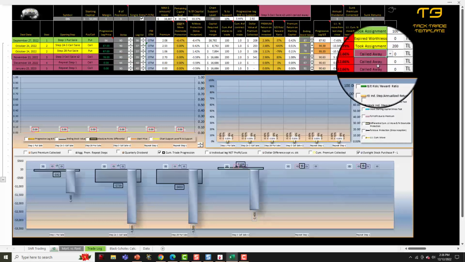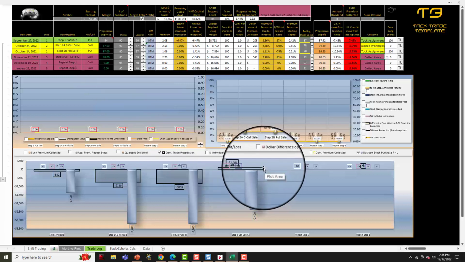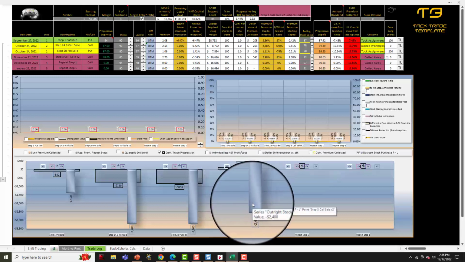So now let's see how we did by selling the shares at $80. We walked away with nothing impressive. It's only $108 in profit. But take a look at the share purchaser. The share purchaser is down $2,400.